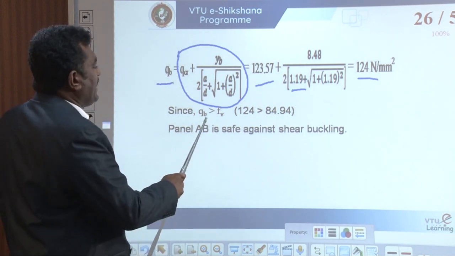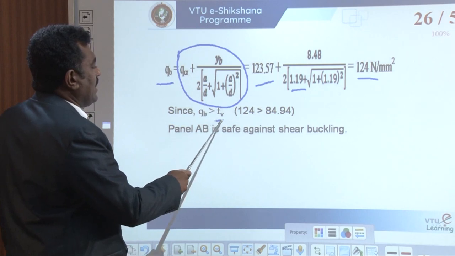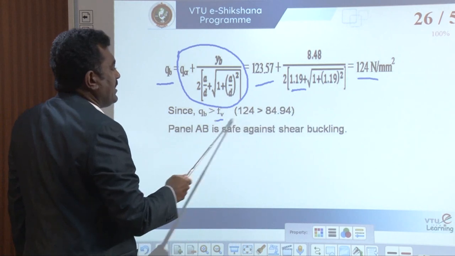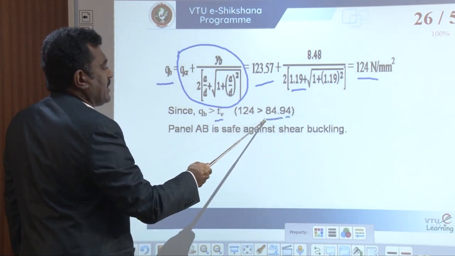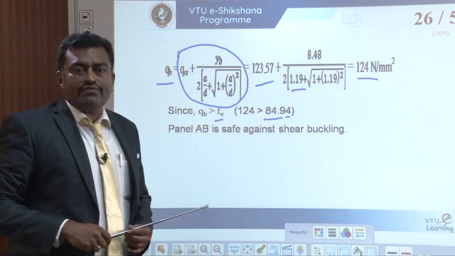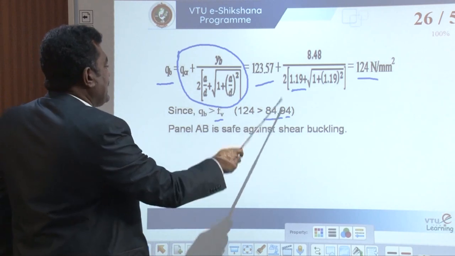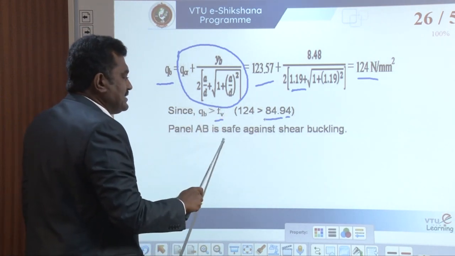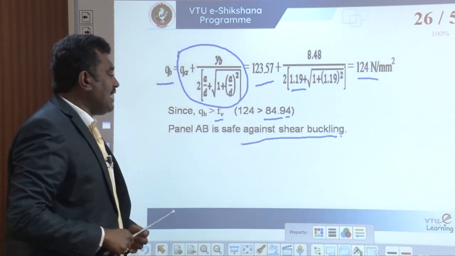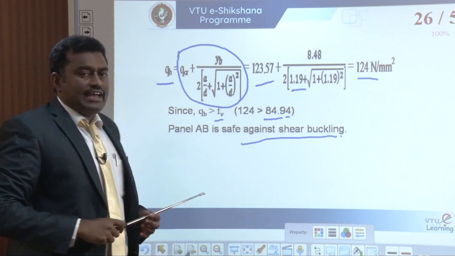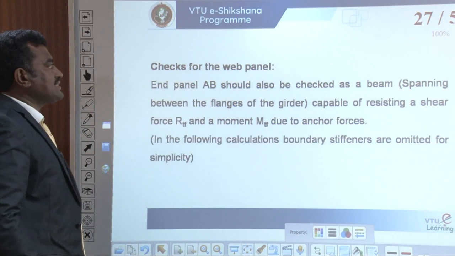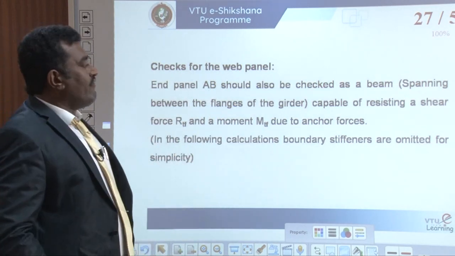Since QB, which is 124, is greater than FV, which is 84.94, as we got in the previous slide, panel AB is safe against shear buckling. The end panel AB is also safe against shear buckling. Then, coming to the next, the check for the web panel.